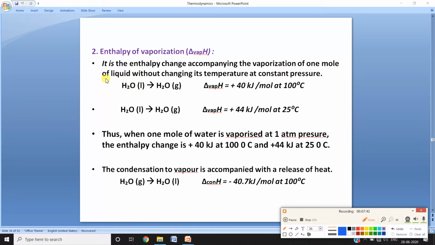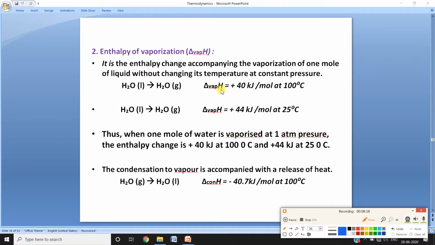Vaporization of 1 mole of liquid into gaseous state without change in its temperature at a constant pressure is called enthalpy of vaporization. In this example, water in liquid state converts into water in vapor state. Water in liquid state absorbs 40 kilojoule per mole of heat, and after absorbing the heat, this liquid water will convert into gaseous state, and this is the enthalpy of vaporization.